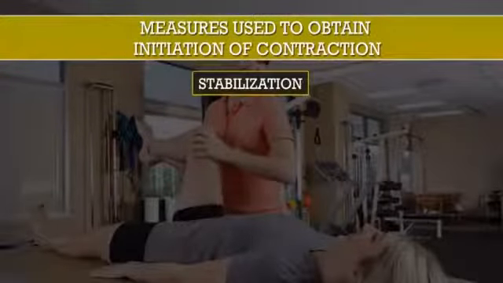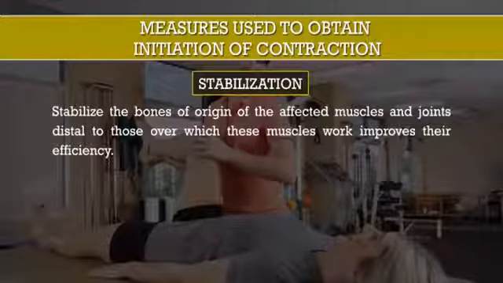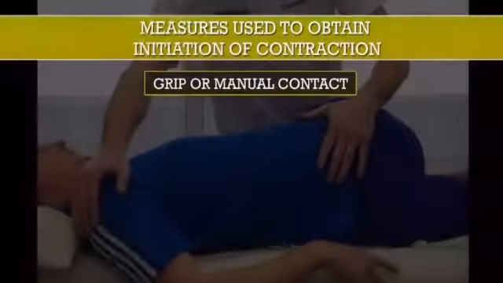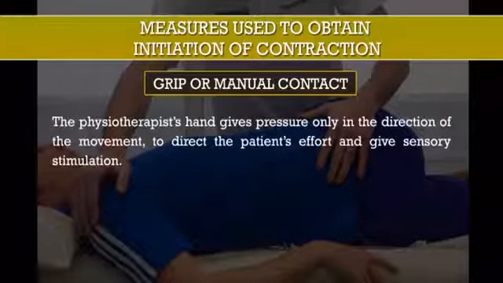And second one is stabilization. Stabilize the bones of origin of the affected muscles and the joints distal to those over which this muscle works to improve their efficiency. Whenever possible, stabilization should be achieved by isometric contraction of strong synergic muscles working. Third one, grip or manual contact. The physiotherapist's hand gives pressure only in the direction of the movement to direct the patient's effort and give sensory stimulation.